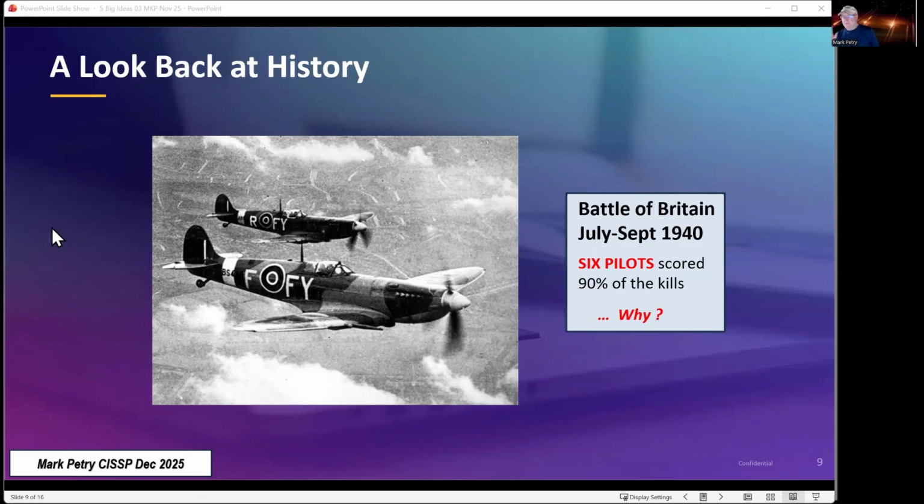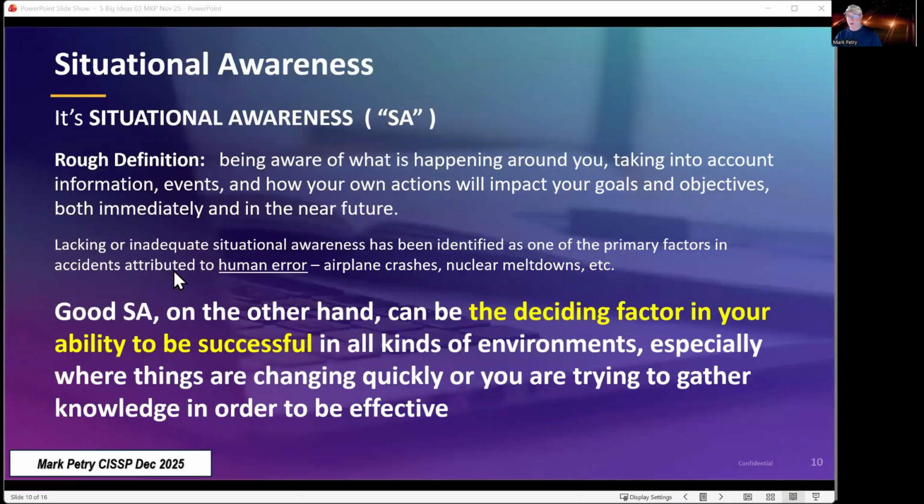And there was some effort undertaken to determine what it was that set those pilots apart. And they thought it was eyesight, or was it training? And yes, those are all helpful. Each of the people in the previous slide is well trained and in the best possible shape, but there is something special that they have that their competitors did not. And what it is, is situational awareness.